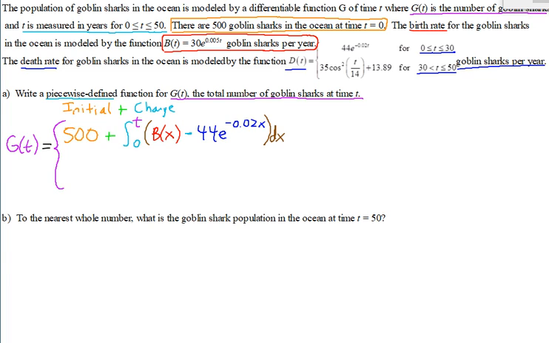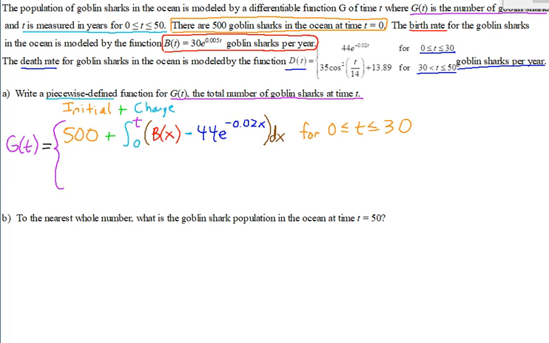Let's write the last part of this one. This applies on the interval for 0 less than or equal to t less than or equal to 30. So if our time we're trying to figure out the number of goblin sharks at a time between 0 and 30, let's say 20. You would put in 20 right here, 20 here, and they would tell you the initial is 500 plus what's the change from 0 to 20.